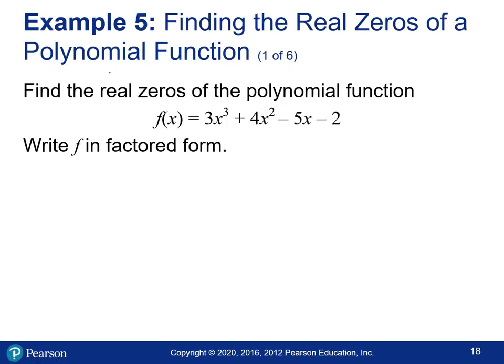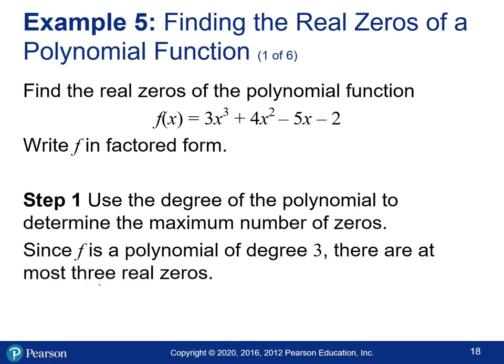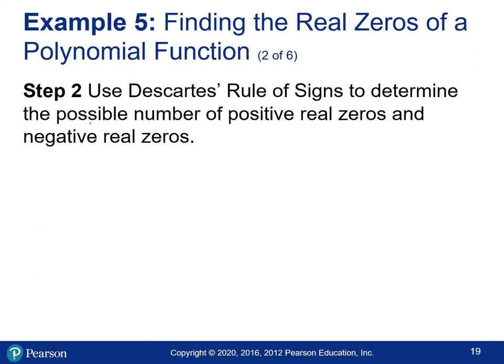Okay, so our example here, we're going to find the real zeros of this function, and at the end we're going to write it in factored form. We have a third degree polynomial, and we're going to use that to determine that there's a maximum of 3 real zeros. So we want to find these real zeros, and we want to use them to help us factor this function. So we have at most 3.